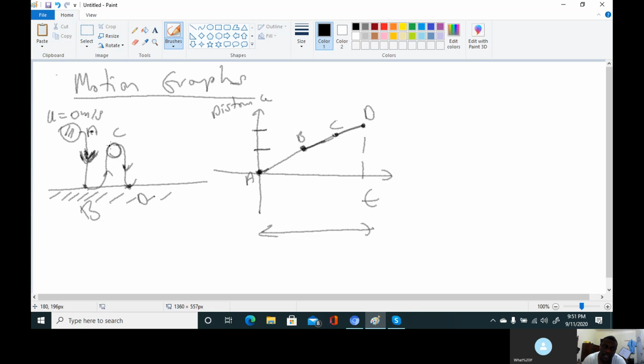At C, it rises back to this height. And then at D, it falls back. So that will be it. Okay.